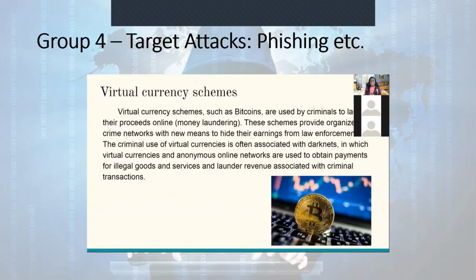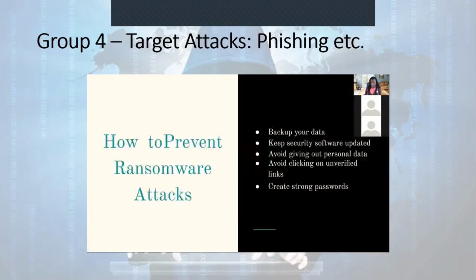So, virtual currency schemes. Virtual currency schemes such as Bitcoin are used by criminals to launder their proceeds online. These schemes provide organized crime networks with new means to hide their earnings from law enforcement. The criminal use of virtual currency is often associated with the darknet, in which virtual currencies and anonymous online networks are used to obtain payments for illegal goods and services and launder their revenue associated with criminal transactions.